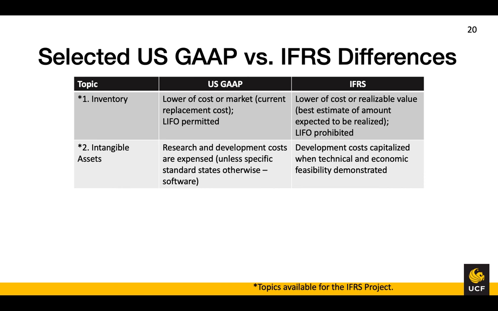Under IFRS, the company would be allowed to capitalize, or recognize as an asset, the development costs. These are the costs incurred after the research phase, when it is determined that the company did have the cure to cancer and is now capable of producing it at scale.